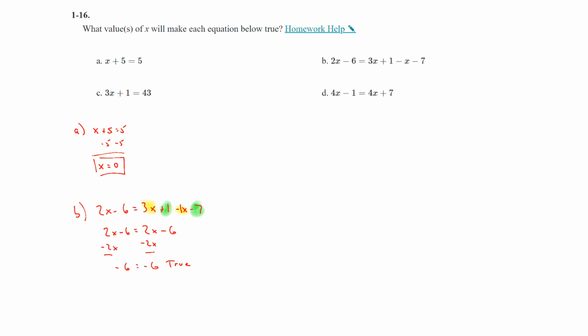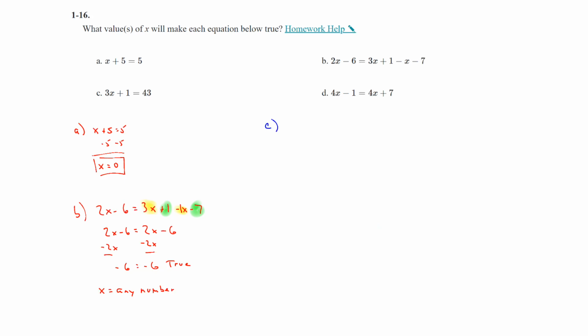So that means that x can actually equal any number. So you can plug in positives, negatives, fractions, decimals, rational, irrational. So x can be any number or any real number.